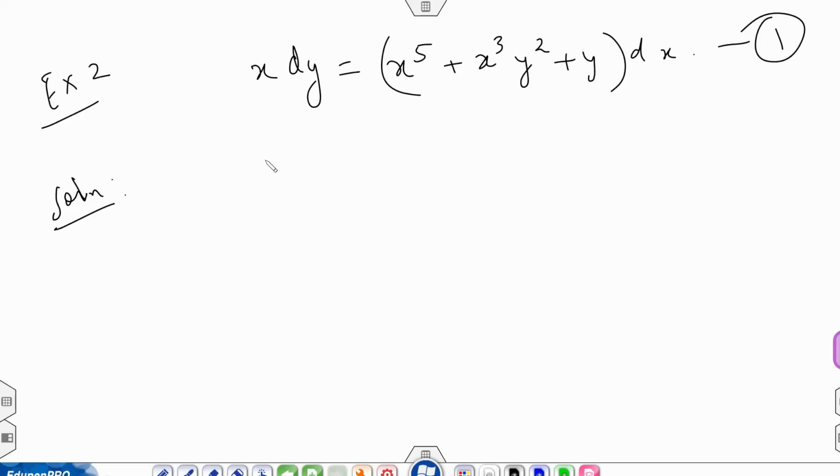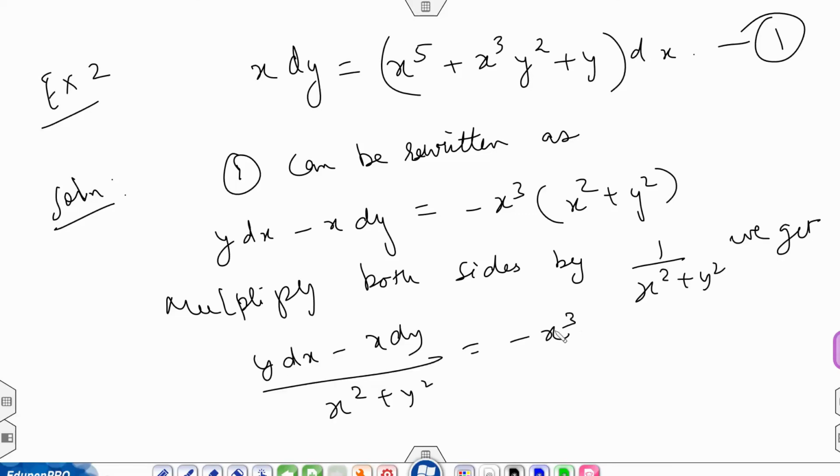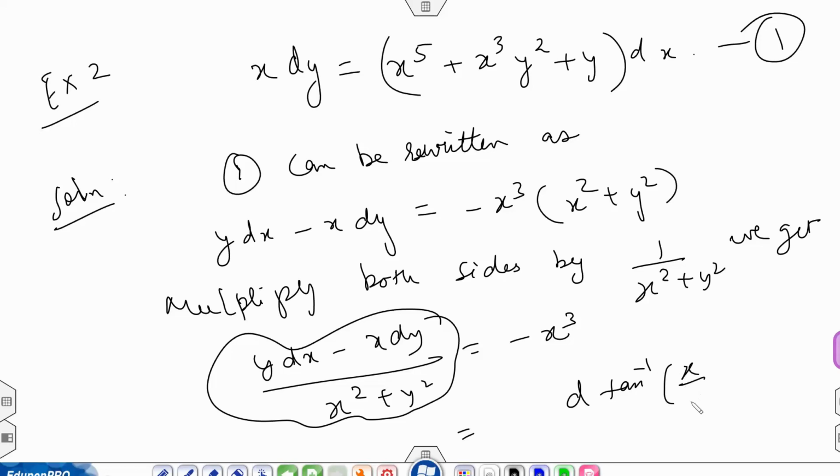Just see that 1 can be rewritten. Now if you multiply both sides by 1 by x square y square, what do we get? We get this. Here you can see that this term can be written as the total derivative of tan inverse y by x. Now if I integrate this, I will get the solution of the given differential equation.